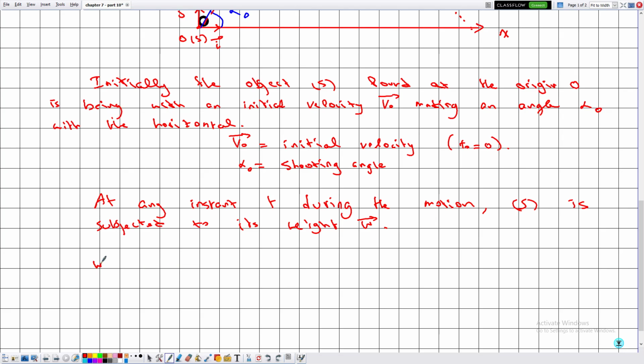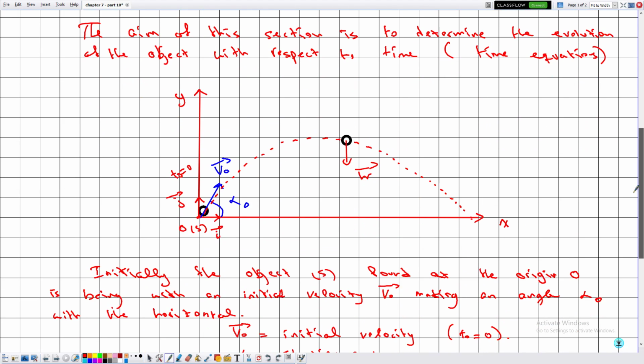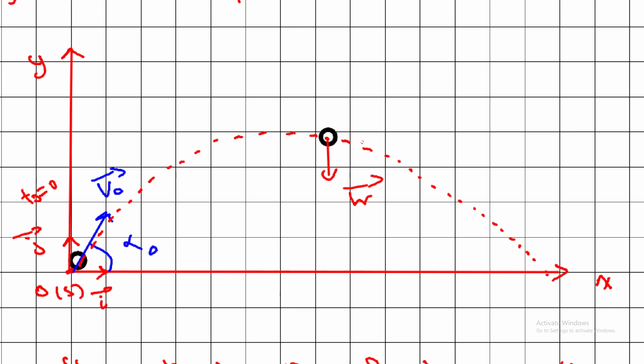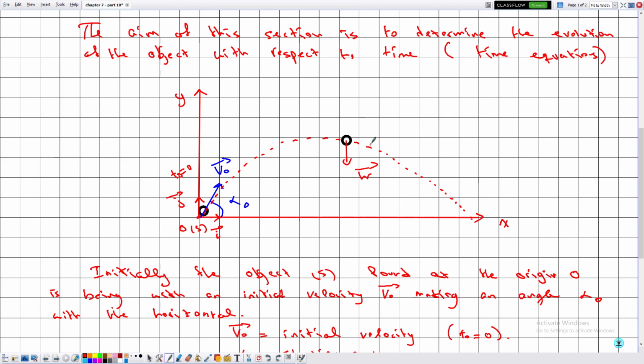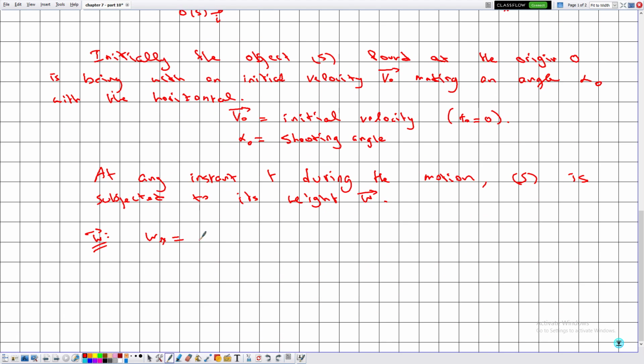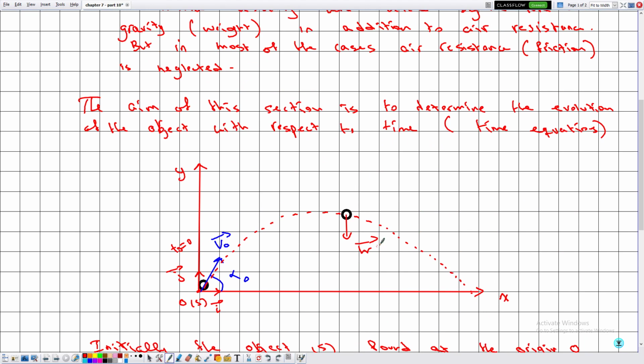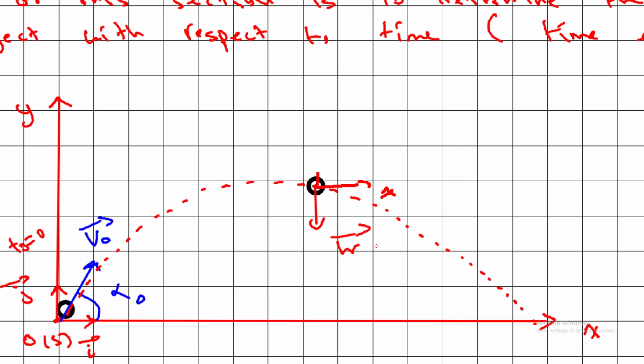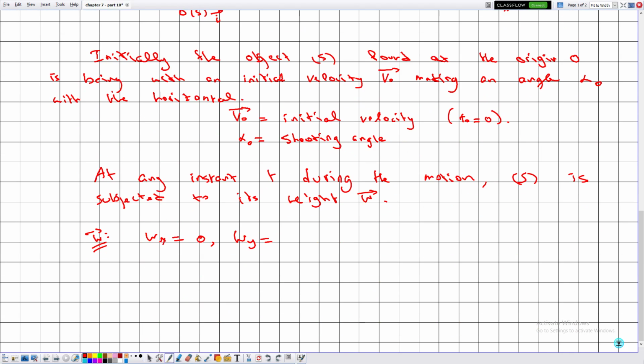So let's determine the projections of the weight. We have the Wx. Notice that if you consider this part, this is the x-axis, this is the y-axis. Notice that this coordinate system can be moved and placed at any point that you are interested in. So in this case, the W vector has no projection along the x-axis, so Wx is 0. As for Wy, it's completely lying along the y-axis, so Wy in this case is given by minus W.